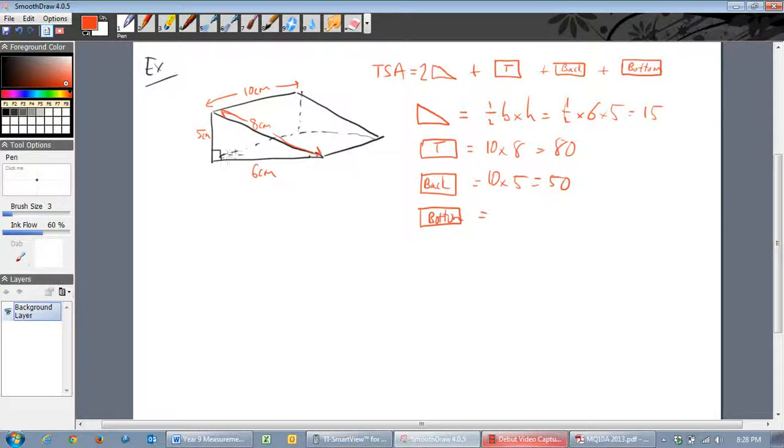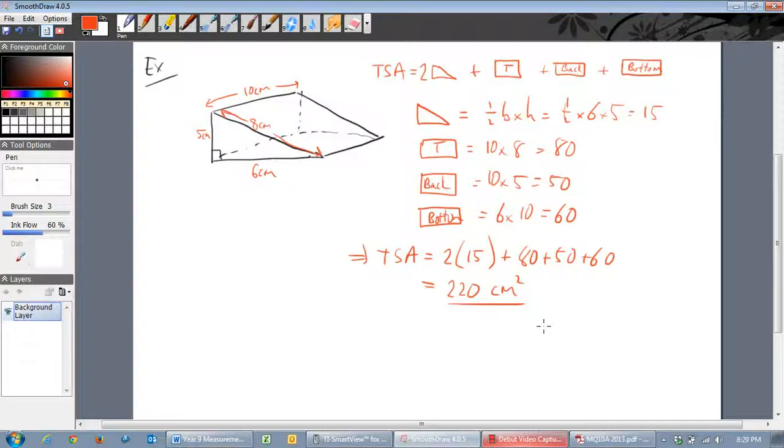And last one, the one on the bottom. One on the bottom has this length here, which is 6, times this length here, which is 10. 6 times 10, which is 60. Okay, therefore your total surface area, if you add them all up, it's going to be 2 lots of the triangle, so 2 times 15 plus 80 plus 50 plus 60. So that's 30 plus 80 is 110 plus 50 is 160 plus 60 is 220, and we've got centimeters squared because we're in area.